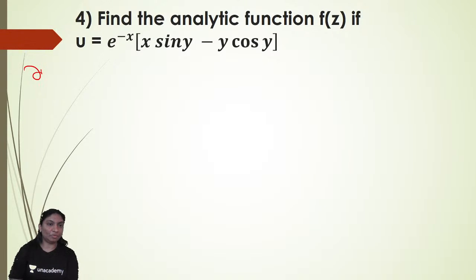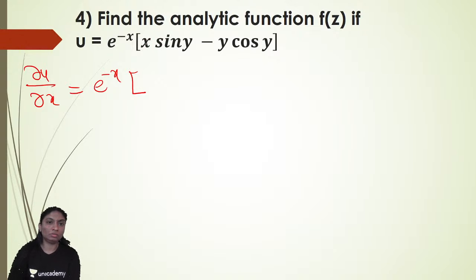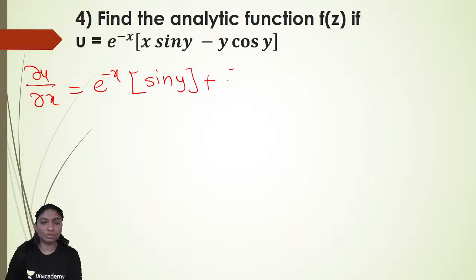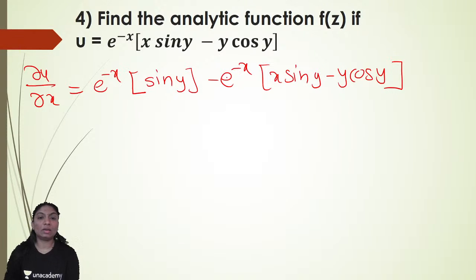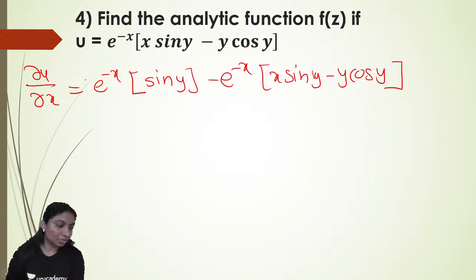So we will calculate ∂u/∂x. Using the product rule: first into derivative of second, e raised to minus x into sin y, plus second into derivative of first, that is minus e raised to minus x into (x sin y minus y cos y). So this is your ∂u/∂x. Now ∂u/∂y.